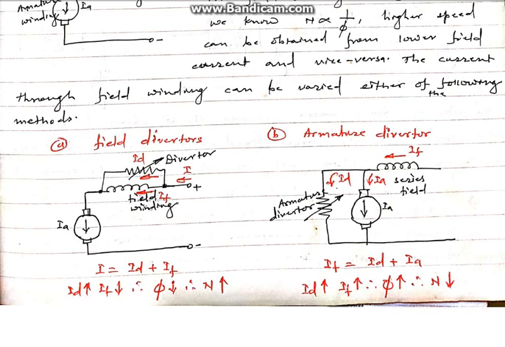If the diverter resistance is large, then field current will be more, because less current will be diverted. If the diverter resistance is small, the diverter current will be more, and field current will be less. So flux produced by the field winding will be less, and correspondingly speed will be more.